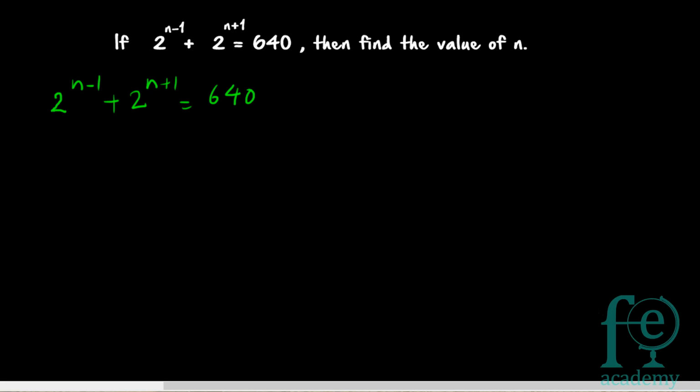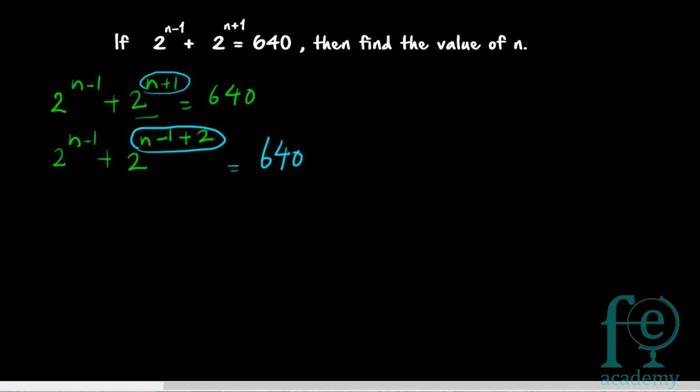Suppose both these terms are same, it will be easier for you to calculate. So you can convert this 2 raised to n plus 1 into 2 raised to n minus 1. How to do it? 2 raised to n minus 1 plus 2, because if you do plus 2 minus 1, you will be getting 1. So n plus 1 is written as n minus 1 plus 2. So that is what we are doing here: 2 raised to n minus 1 plus 2 raised to n minus 1 plus 2 is equal to 640.